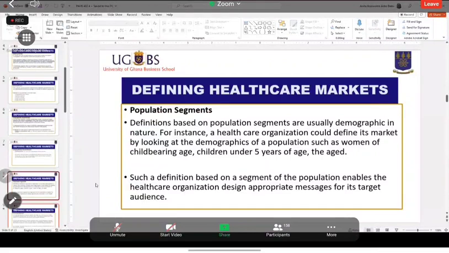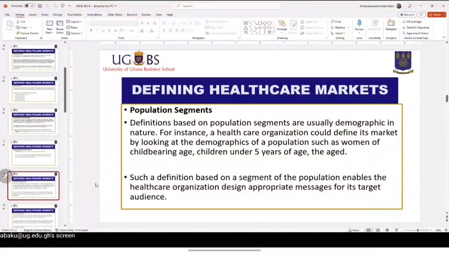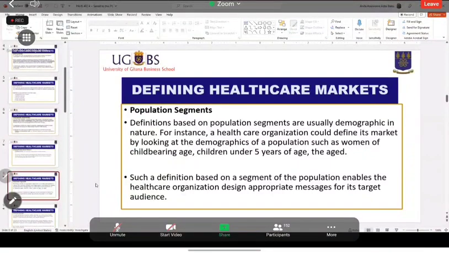Then you could also define your market by population segment. And when we talk about population segment, it means that you look at the general population. You want to provide services for a particular segment of the population. It could be only men, it could be only women, it could be children under 5 years, it could be children above 5 years, it could be the aged. You look at a particular population segment for which you are interested in providing service and define that as your market. Maybe because you provide specialist services that are tailored towards only such a group of people. So you could use population segments to be able to define your market as a healthcare provider.